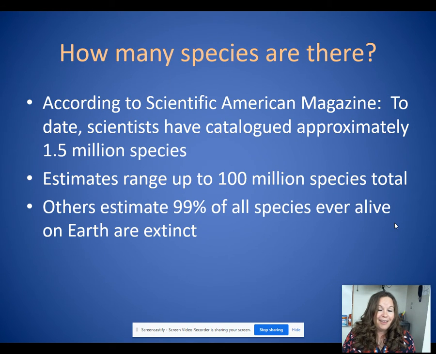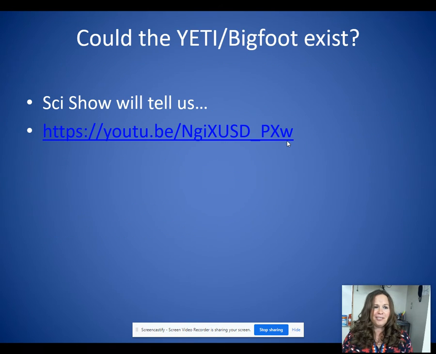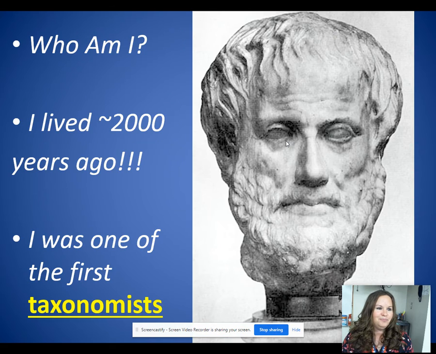We'll go on an expedition to find new species. According to Scientific American magazine, that's a good science magazine, we've cataloged about 1.5 million species. Estimates range, though, up to 100 million total, so we've got a ways to go there. And others estimate that 99% of all species ever alive on Earth are actually extinct, and we haven't found all their fossils yet. And who knows, maybe Yeti and Bigfoot are out there and we haven't found them yet either. Watch the SciShow episode and find out.